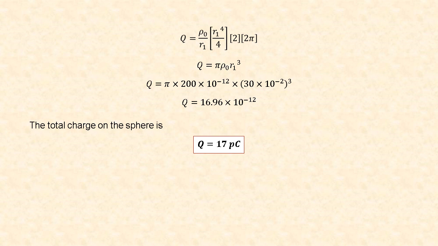Substituting the value of rho naught is equal to 200 into 10 to the power minus 12, since they are given picocoulomb per meter cube, and r1 is equal to (30 into 10 to the power minus 2) the whole cube, since they are given meter. We have the value of q is equal to 16.96 into 10 to the power minus 12. The total charge on the sphere is q is equal to 17 picocoulomb.